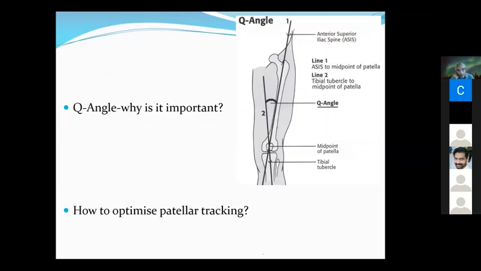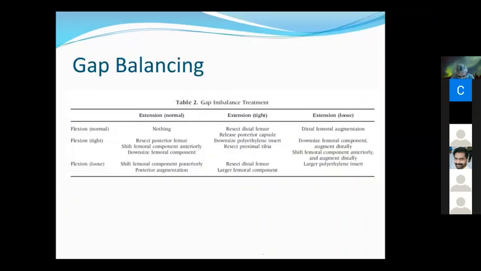So what is the Q angle? What is the normal Q angle? And how is it important?